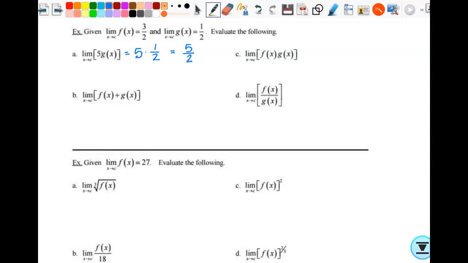Okay? We good? All right, so the limit as x approaches c of f of x times g of x. Does the limit of f of x exist? Yes. Does the limit of g of x exist? Yes. So I know what they are. I get 3/2 times 1/2, and that is 3/4.